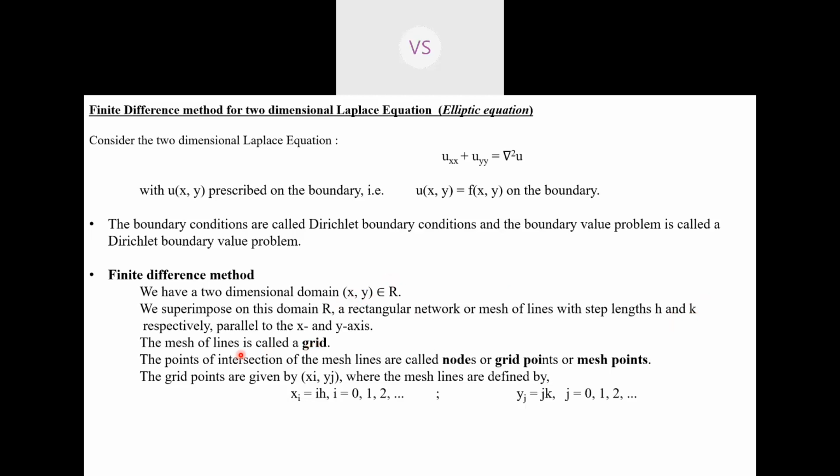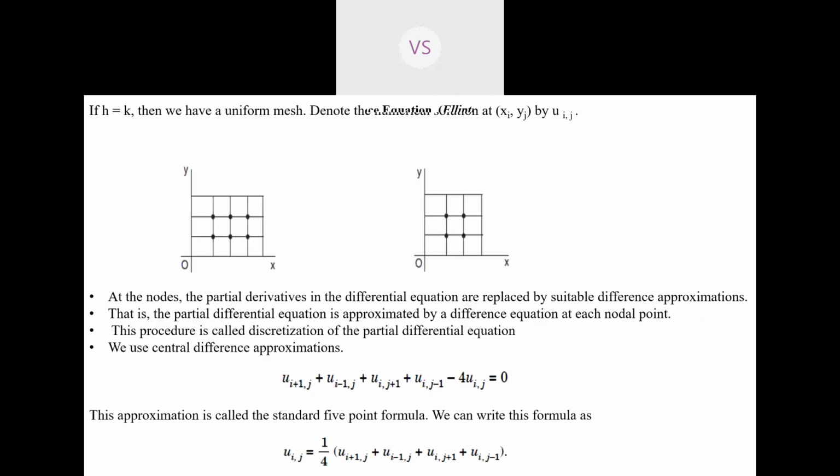The mesh of lines is called a grid. The points of intersection of the mesh lines are called nodes. You can refer to the figure below. Here you can see this is known as the grid. These points are known as nodal points. You can see over here, these are the nodal points.